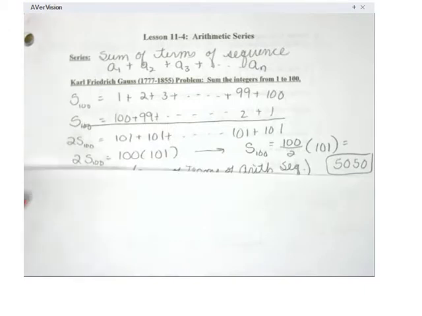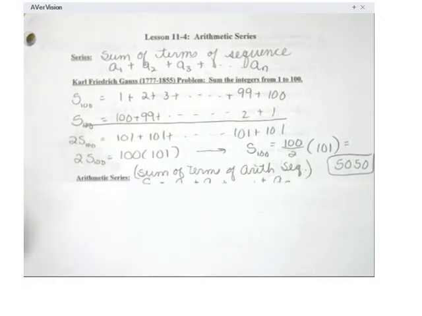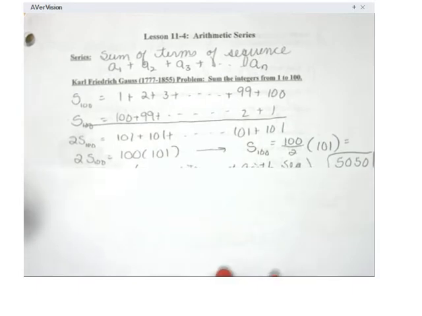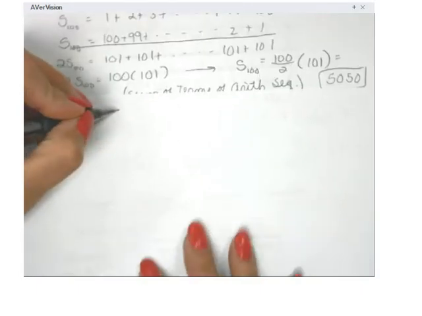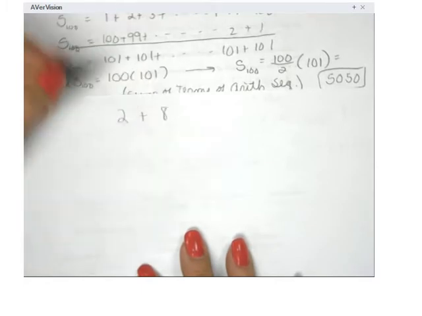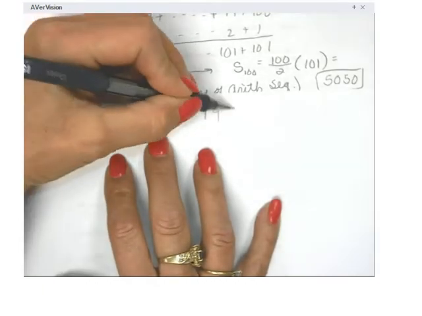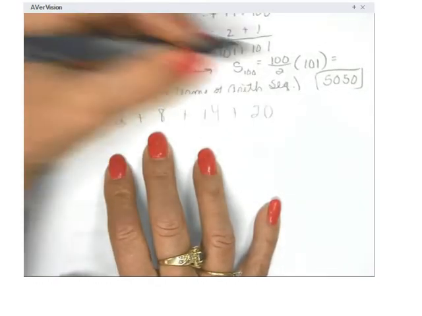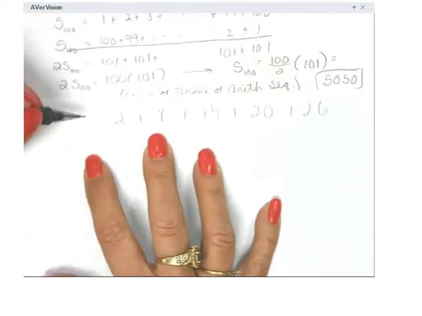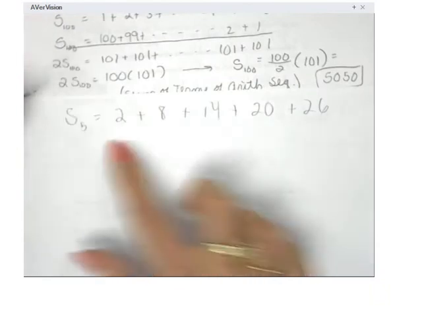Now, interestingly enough, you can actually do that. That's the sum of the terms of this arithmetic sequence, this arithmetic series. And interestingly enough, it will work with any type of sequence that's arithmetic. If I take 2 plus, what did I have before? Well, I'll just do this. 2 plus 8, adding on 6, plus 14, adding on 6, 20, adding on 6, 26. Now, that's the sum of 1, 2, 3, 4, 5 numbers. I could just add them up.